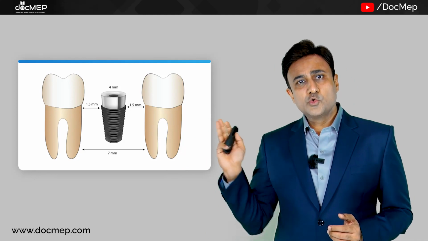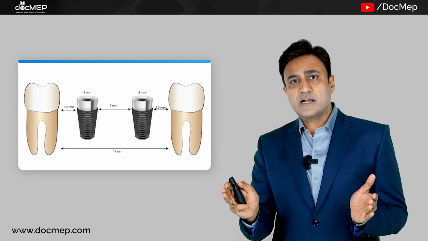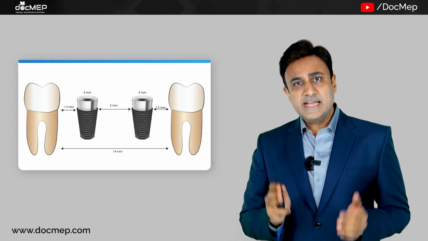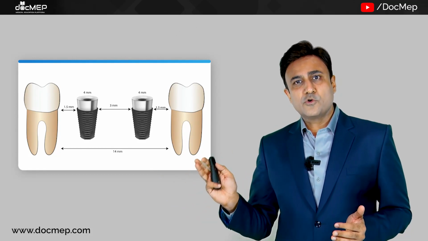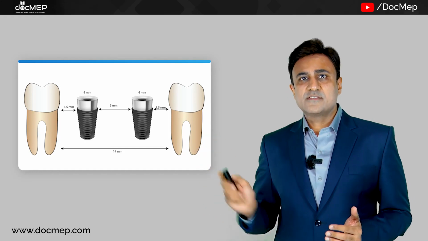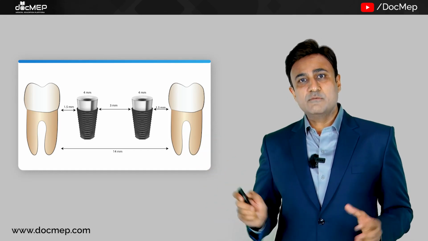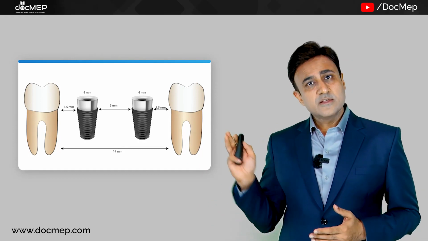And when you are planning two implants of 4 millimeter size, if you look at this picture, for the two 4 millimeter implants, you need 3 millimeter of bone in between and 1.5 millimeter on each side. So the total is 4 plus 4, 8, plus 3, 11, plus 3, 14. So what is required is 14 millimeter of total mesiodistal space for this particular situation.